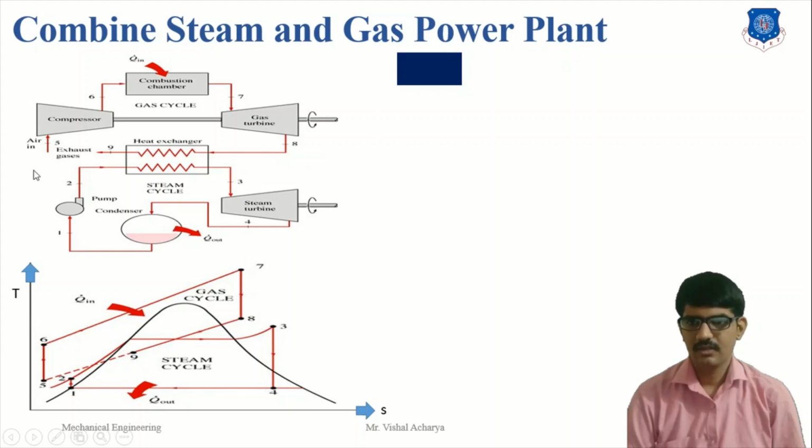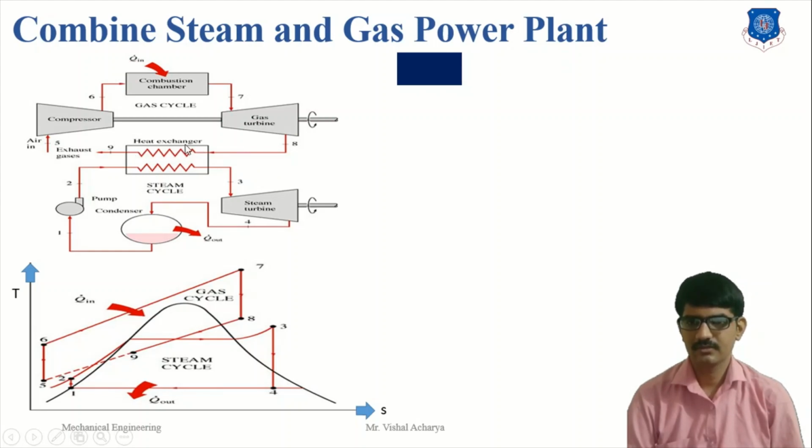Here, air enters the compressor. In the compressor, the temperature and pressure of the air are increased and the air is transferred to the combustion chamber. In the combustion chamber, fuel is injected and burned, and the burning produces hot gases that pass through the gas turbine and produce turbine work. Then the exhaust is passed through the heat exchanger.